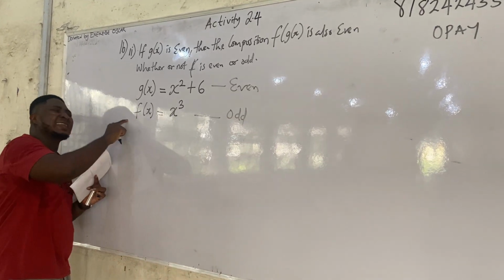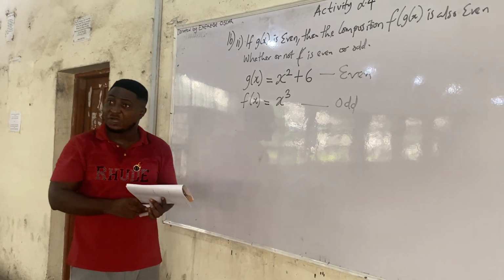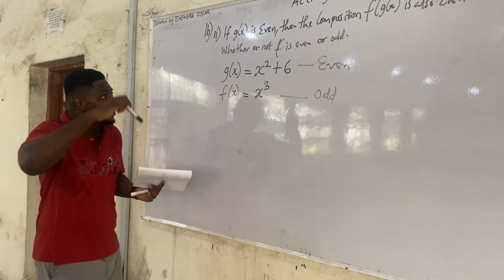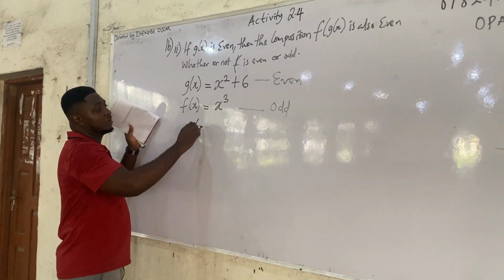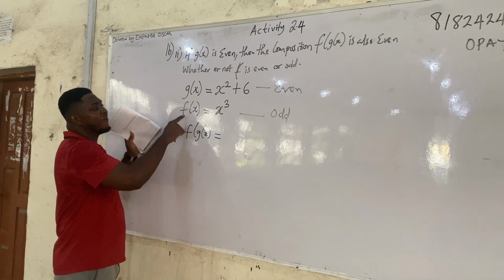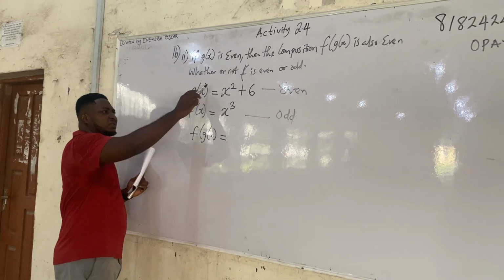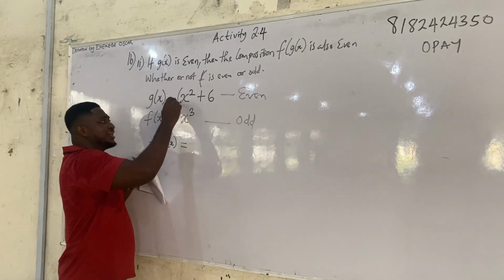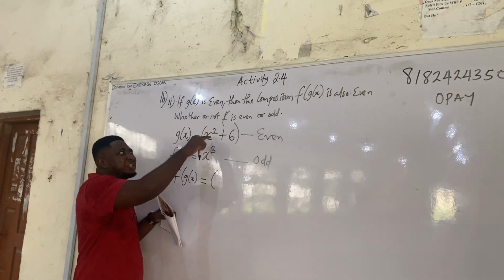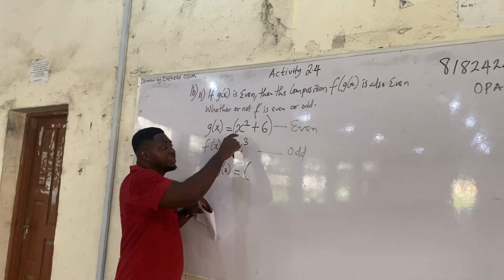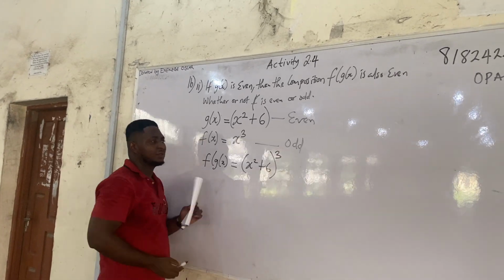Class, we could as well have used an even function here as well, right? It's f of x, whether even or odd doesn't matter, but g of x must be even. So when we find f of g of x, who is carrying who now, class? F is carrying g. So we'll take the whole of g and put it into f. So x will vacate this space and g will come in. Who is g? X squared plus 6 raised to power 3.